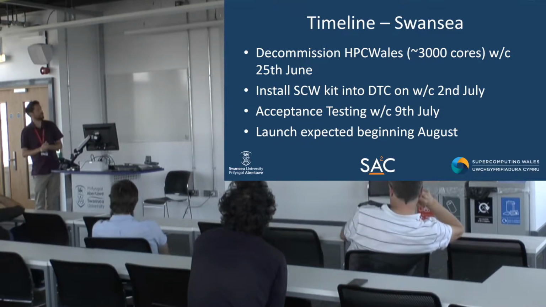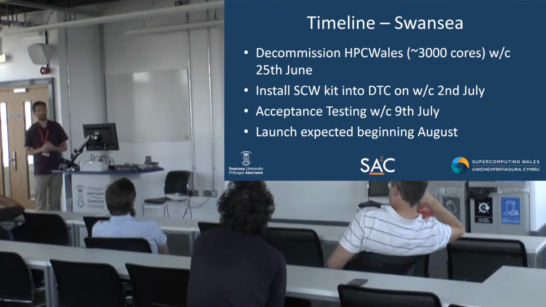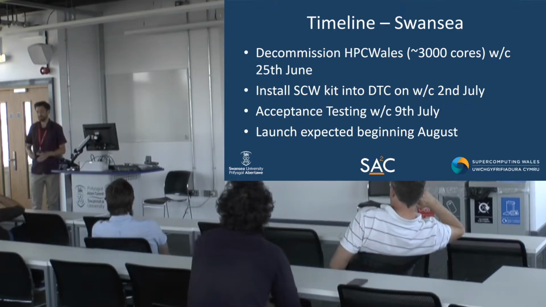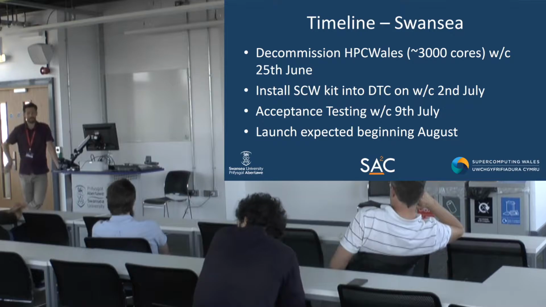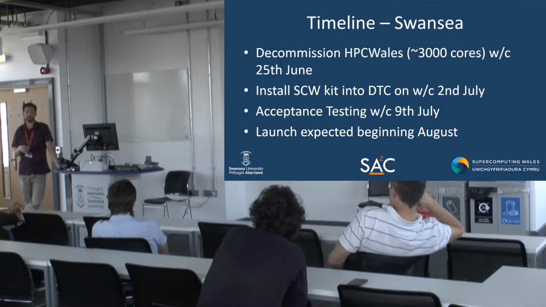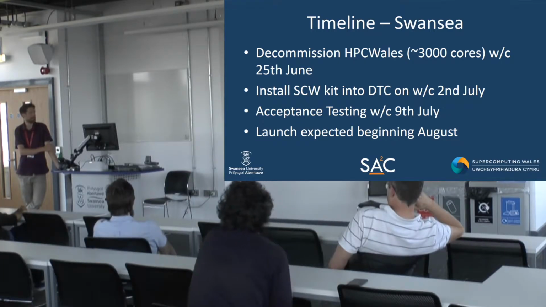And not just high risk, a lot of it will be turned off, so that we're going down from about 5,000 cores to about 2,000 cores. That's happening so that we can make rack space essentially for the new kit. So after that, on the week commencing the 2nd of July, we're going to take delivery and install the new Sunbird Dell kit.